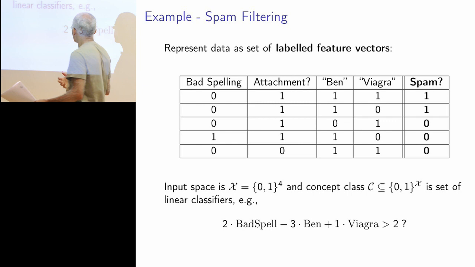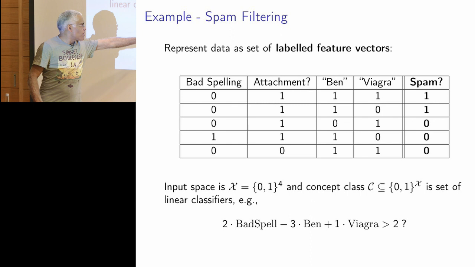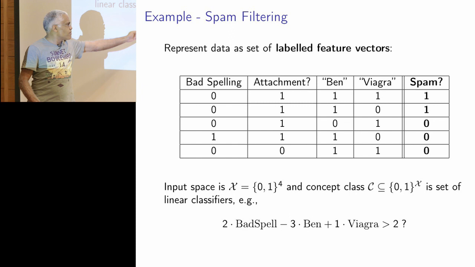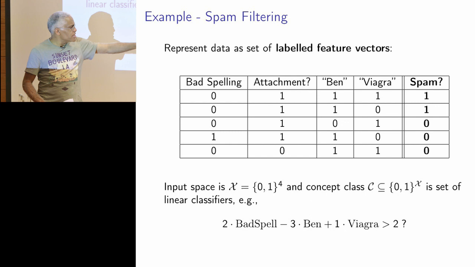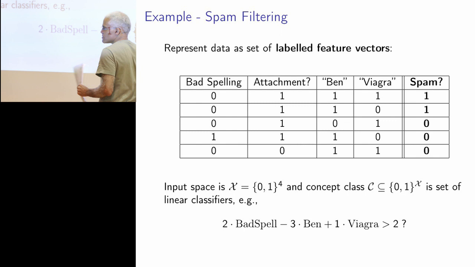So I'm going to choose the concept class here of so-called linear classifiers. So here's a linear classifier. It's a weighted combination of these feature vectors. If it has a bad spelling, then I give it weight 2. If it contains my name, then I give it weight minus 3. And if it contains Viagra, I give it weight 1. And then I ask, if it exceeds the threshold 2, then it's spam. So that's a linear classifier. And the concept class here, C, is the class of all linear classifiers.